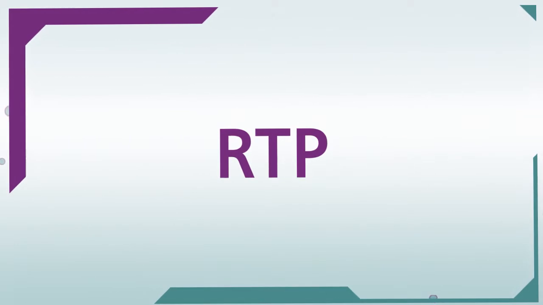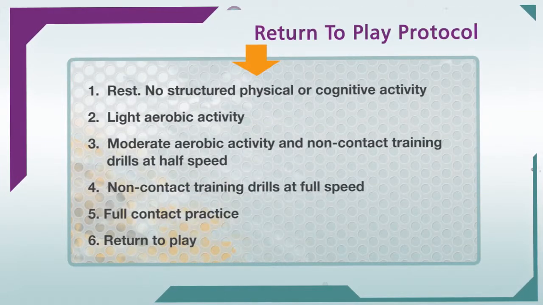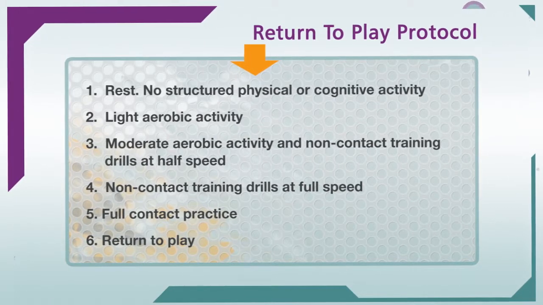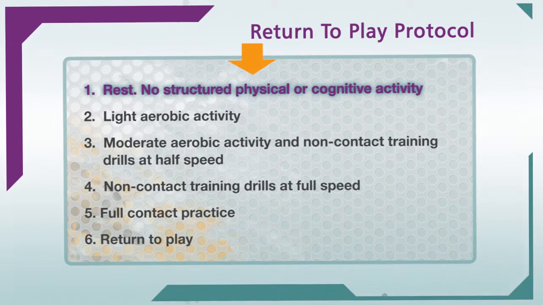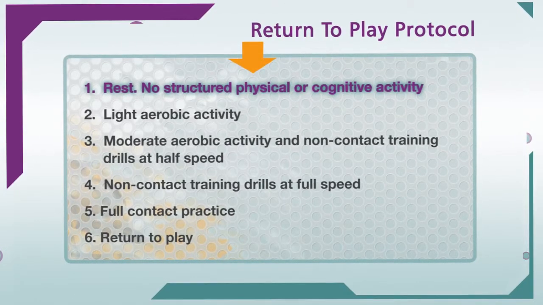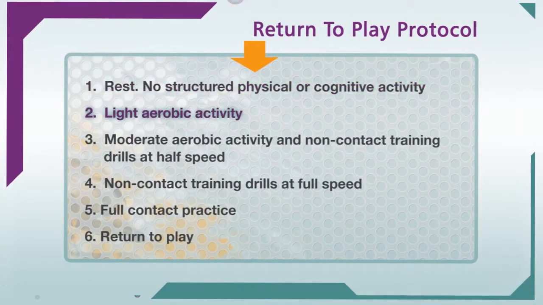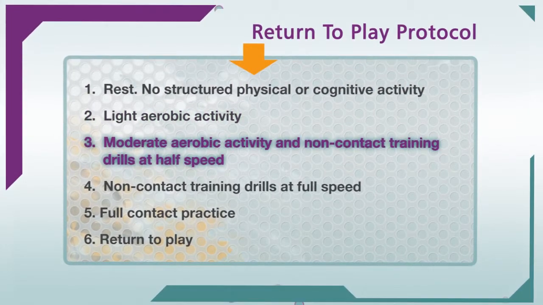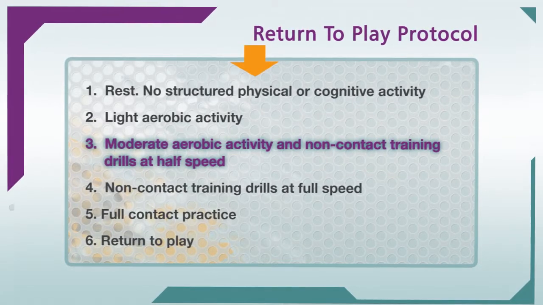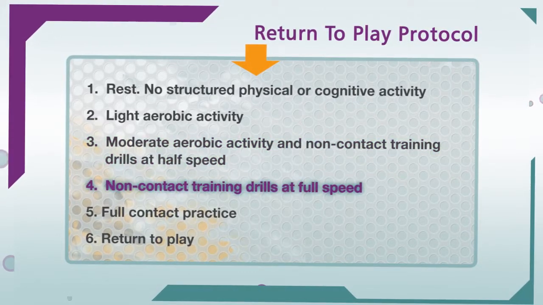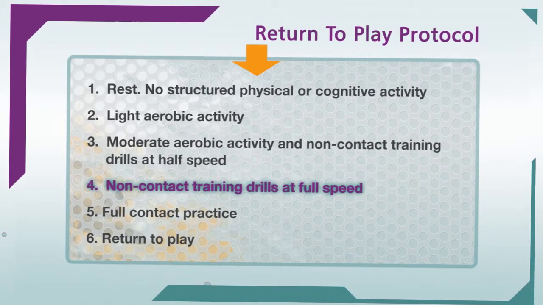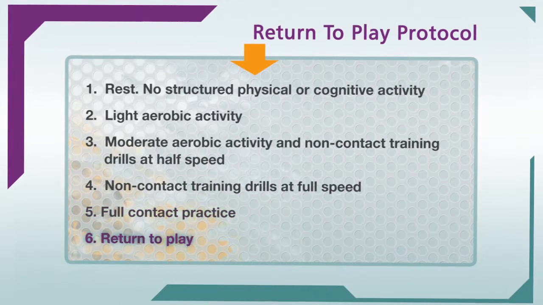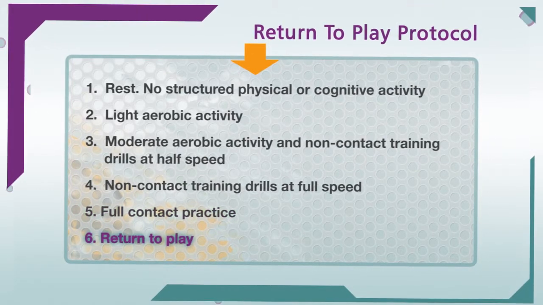Let's discuss a standardized return to play protocol. There are 6 stages that ideally an individual passes through prior to being considered for return to play. Stage 1 is rest. There is recommended to be no structured physical or cognitive activity. Stage 2 consists of light aerobic activity. Stage 3, moderate aerobic activity and non-contact training drills at half speed. Stage 4, non-contact training drills at full speed. Stage 5, full contact practice, followed finally by Stage 6, which is a return to play.